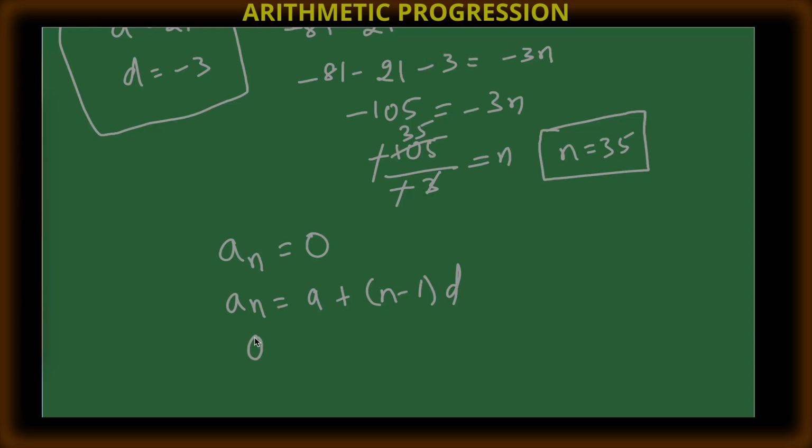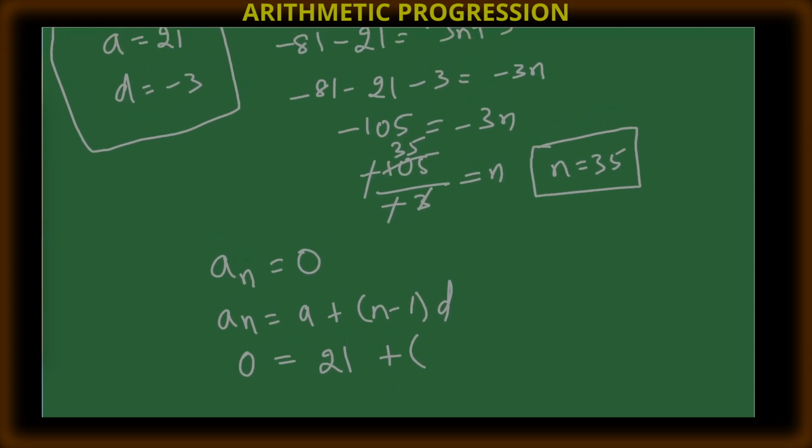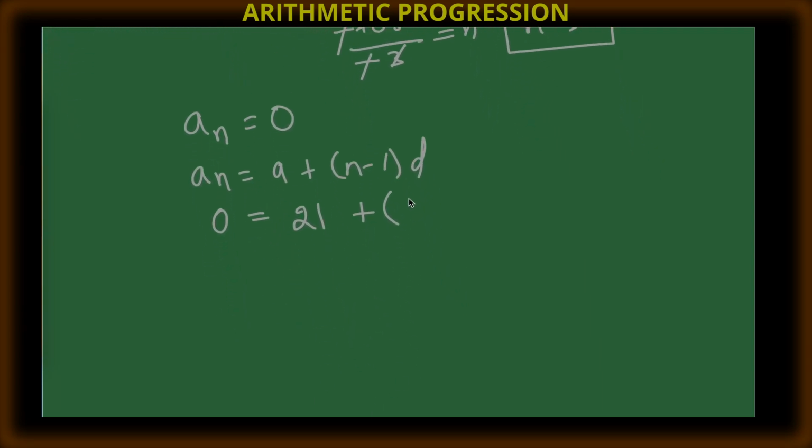So let's put it in. an is given as 0. What is a? 21, plus n, which is the one we need to identify, n minus 1, and what is the difference? The difference is minus 3.